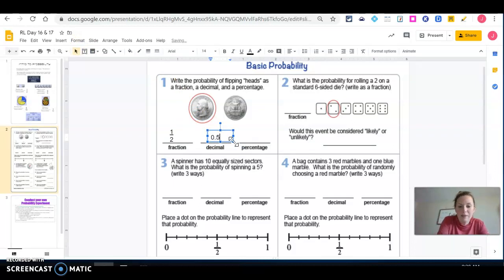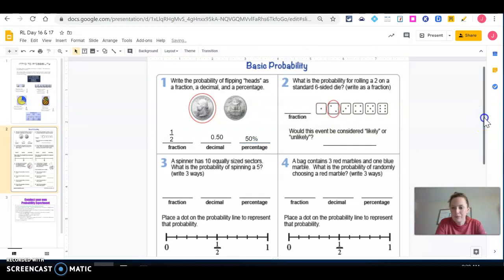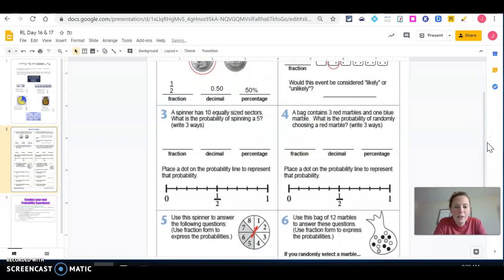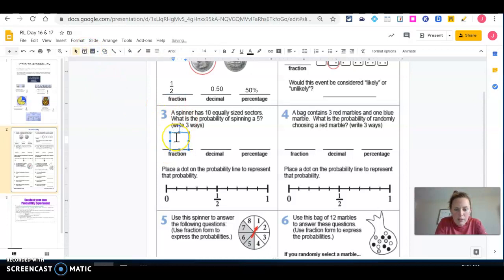0.5 or 0.50, okay, 5/10 or 50/100. As a percent, I just multiply that by 100 or move my decimal 2 places over, and that is a 50% chance of that happening. Okay, number 3, a spinner has 10 equally sized sectors, that's pieces. What is the probability of spinning a 5? Okay, so if it's 1 to 10, there's only 1 5. So we have a 1 in 10 chance.